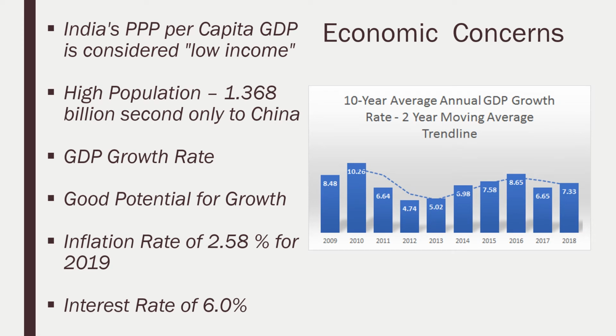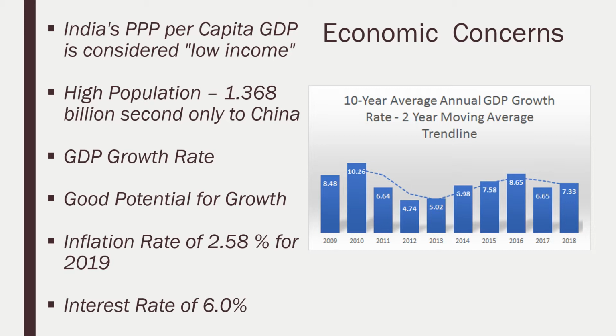The purchasing power parity per capita of gross domestic product is considered in the low income range by the World Bank. This would normally concern us because of potential lower performance compared to establishing manufacturing in a country with better income performance. However, because of India's high population and fairly consistent GDP growth, it is expected that India will continue on the path of growth.